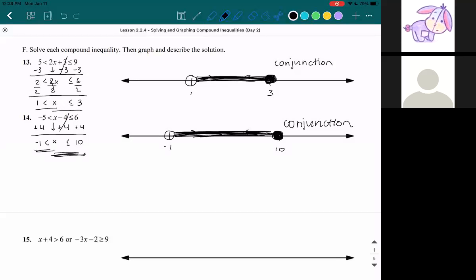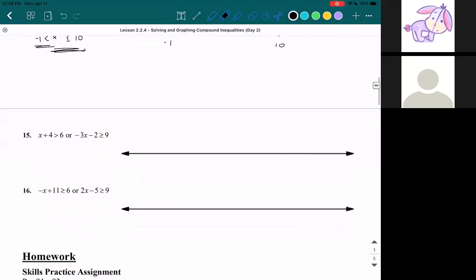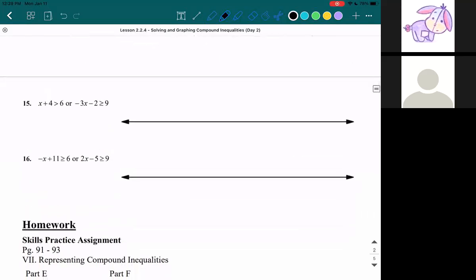All right, let's go to number 15. x + 4 > 6 or -3x - 2 ≥ 9. So there's an or here. Let's take a look and see what this gives us. We have two things to solve. We have x + 4 > 6, so let's deal with this piece first. We're going to subtract 4 on both sides. Cancels out. We get x > 2.